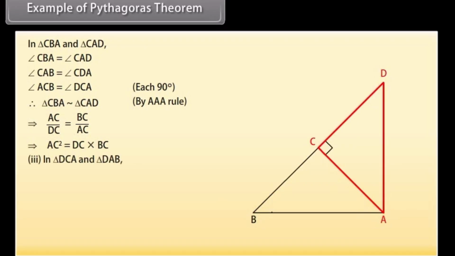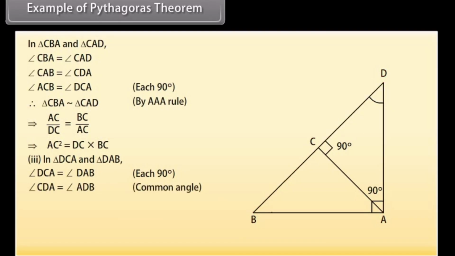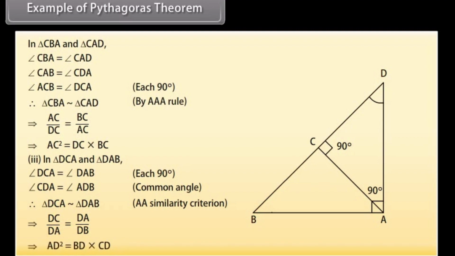3. In triangle DCA and triangle DAB, angle DCA equals angle DAB, each is 90 degrees. Angle CDA equals angle ADB, common angle. Therefore, triangle DCA is similar to triangle DAB by AA similarity criterion. DC upon DA equals DA upon DB, which implies AD square equals BD into CD.